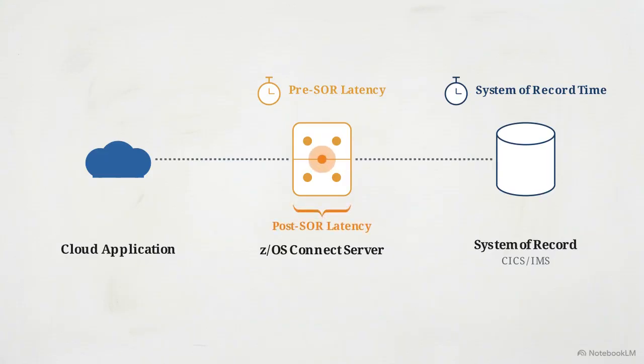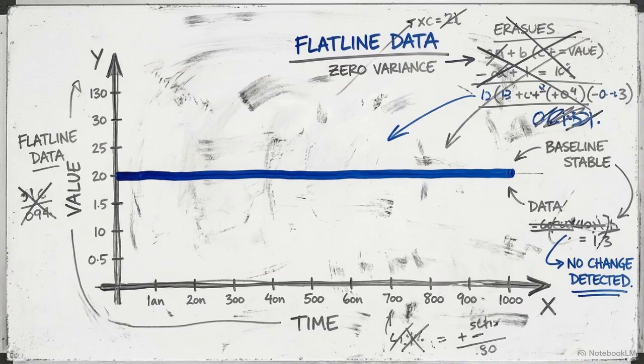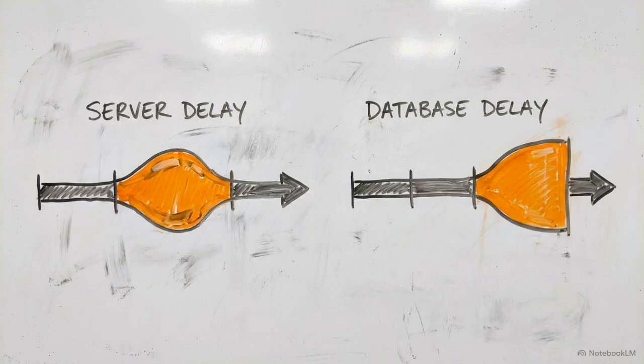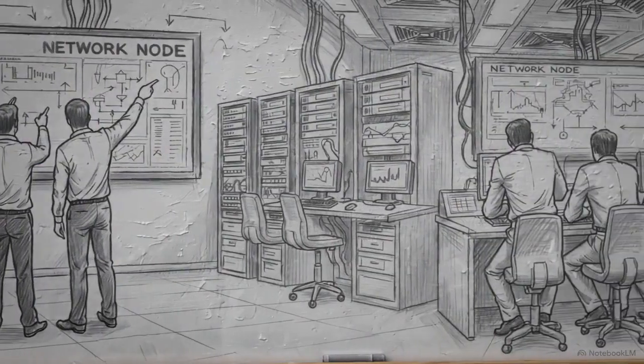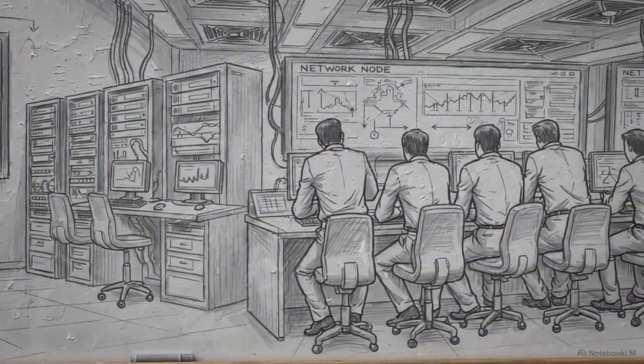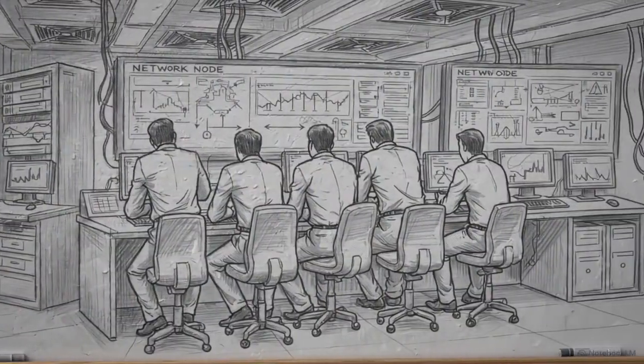The server takes the payload back and executes the return trip to the caller, mapping to post-SOR latency. Under baseline conditions, these response times remain flat and predictable, even as request volumes scale upward. Anomalies bloat specific segments of this timeline. A delay in the server looks completely different from a delay in the database. Identifying exactly which segment ultimately degraded dictates whether the middleware team or the database administrators need to investigate.